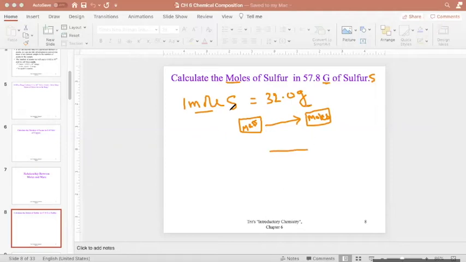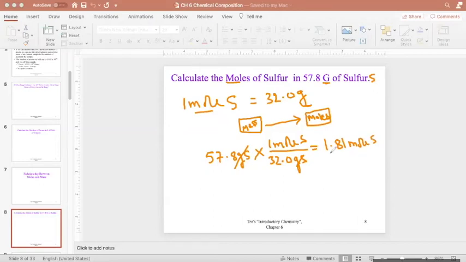What's the conversion factor between mass and moles? I can say 1 mole of sulfur over 32.0 grams of sulfur. Right? And once I have made the conversion factor, you can just write the given number over here, which is 57.8 grams of sulfur. So grams of sulfur get cancelled, and the only unit left is moles of sulfur that we needed in the problem. If you divide these two numbers, you're going to get around 1.81 moles of sulfur.